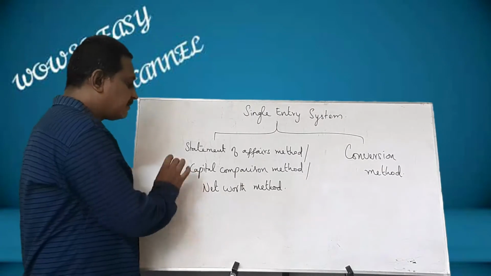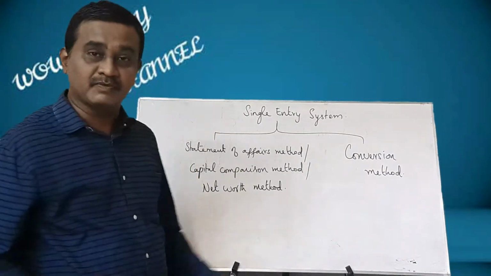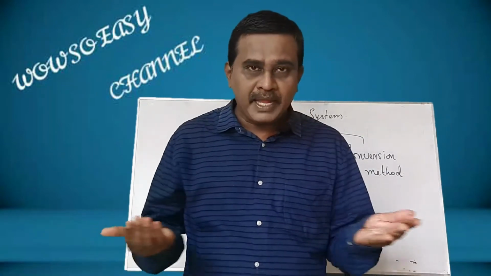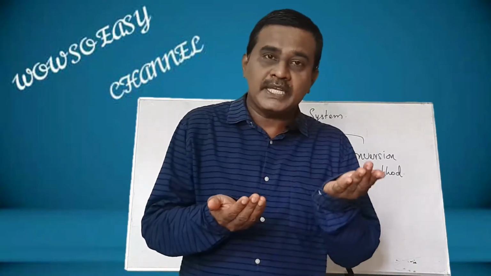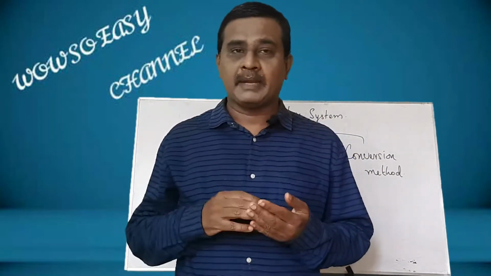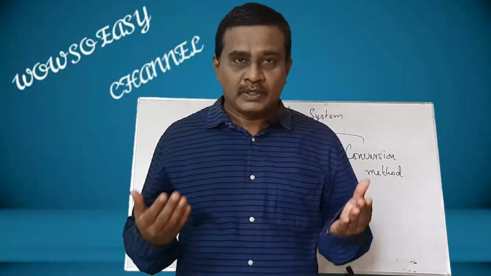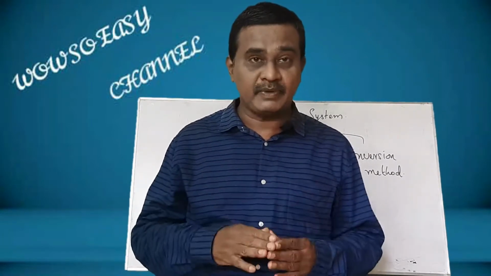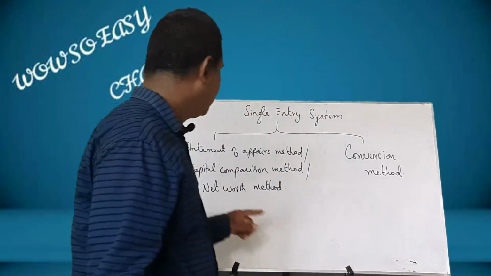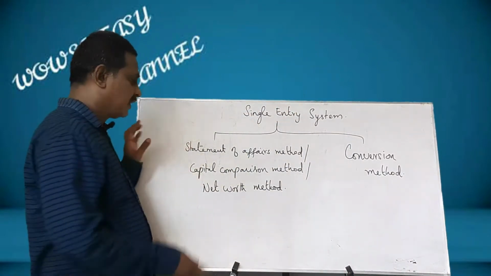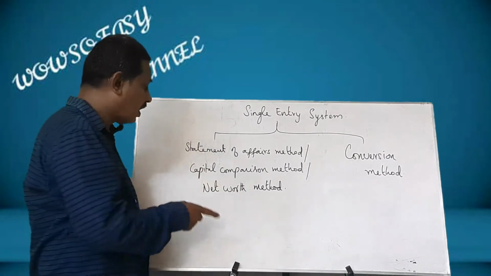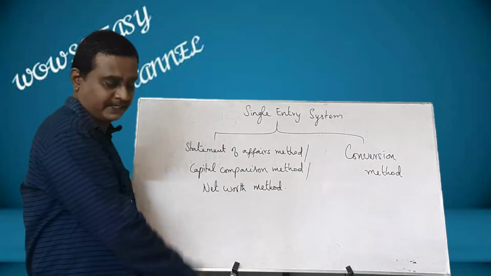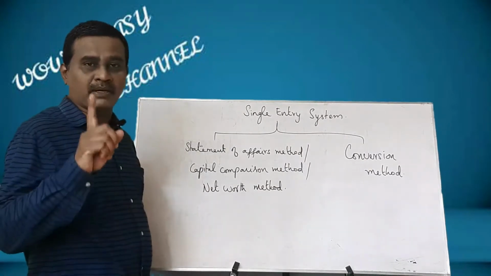Why do we call this method as capital comparison method? We take the opening capital and we take the closing capital and we make a comparison. If the closing capital is more than the opening capital, there is profit. If the closing capital is less than the opening capital, there is loss. In this way, we calculate profit under statement of affairs method. Statement of affairs method is also called capital comparison method. It is also called net worth method. And this will be asked in 1 mark question.